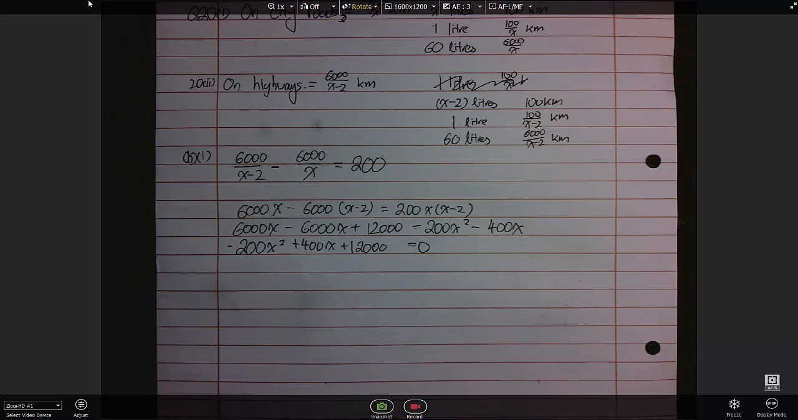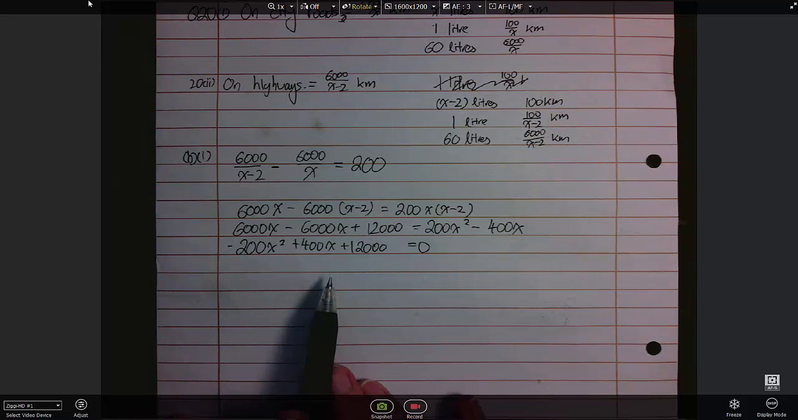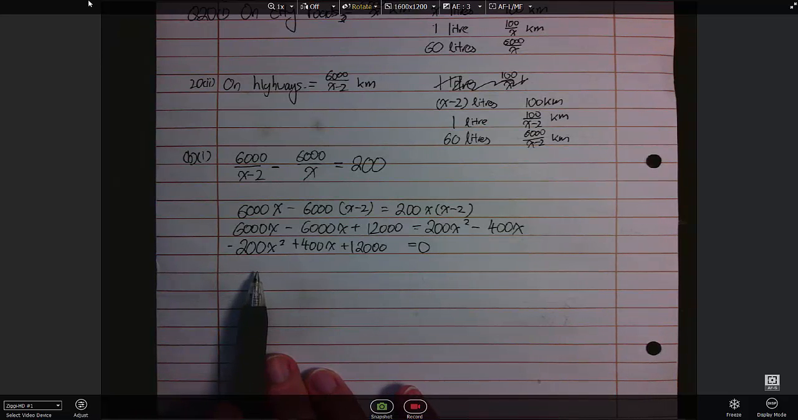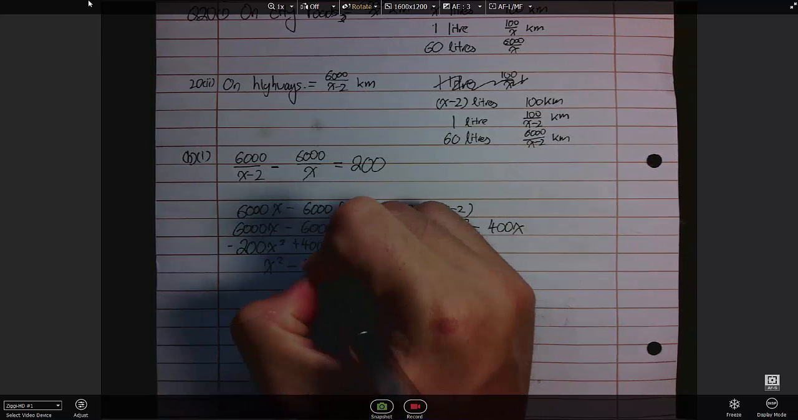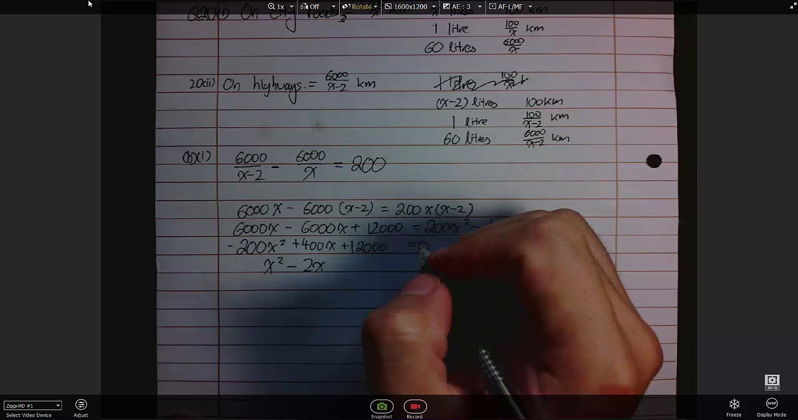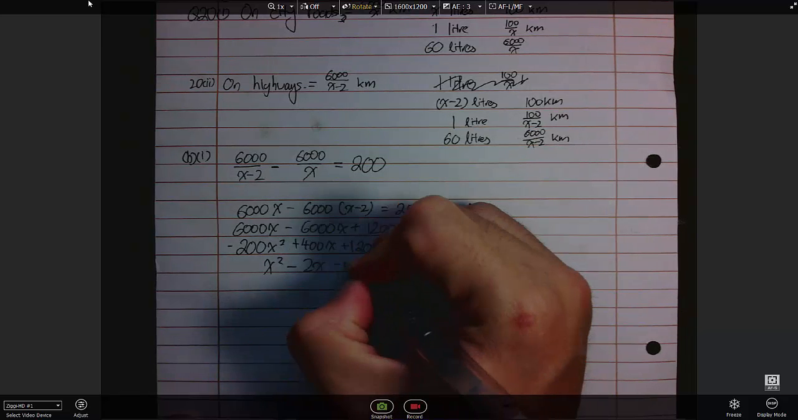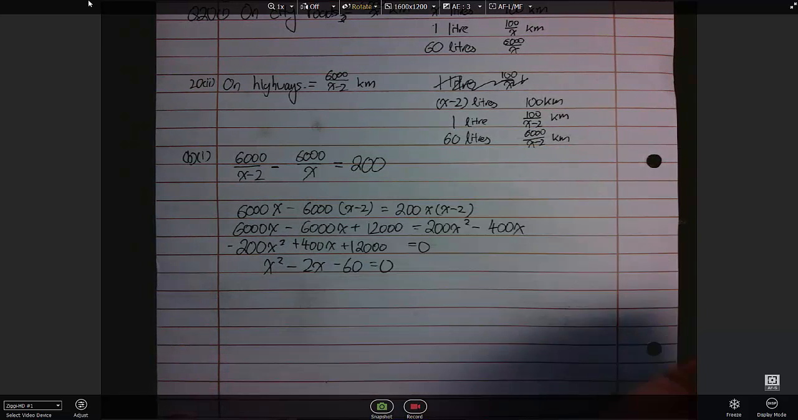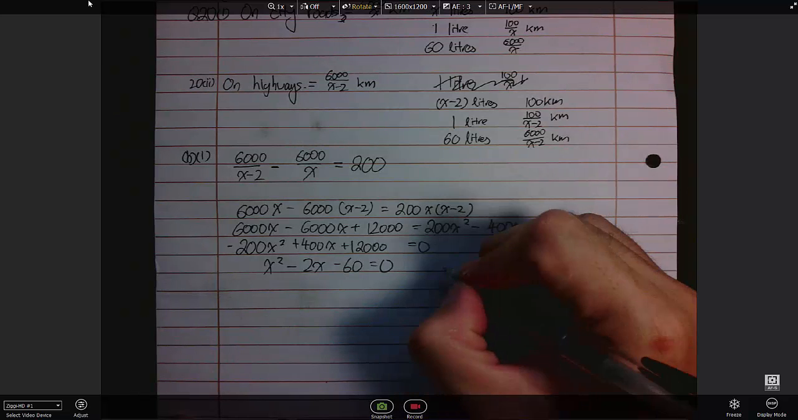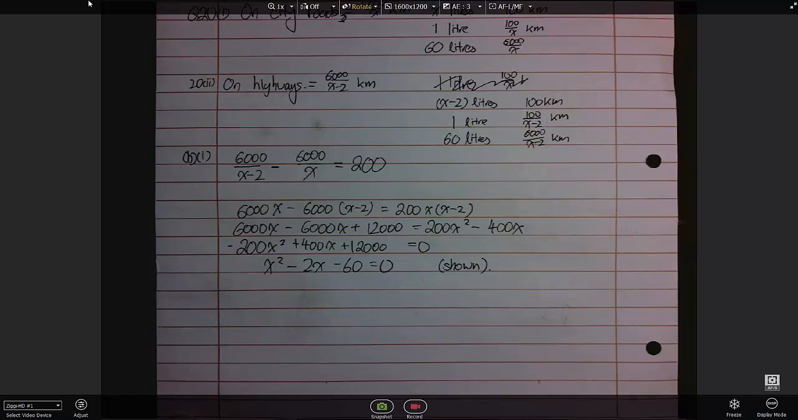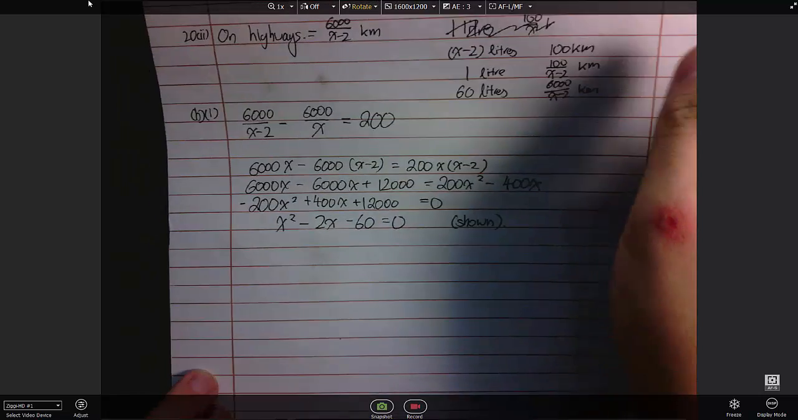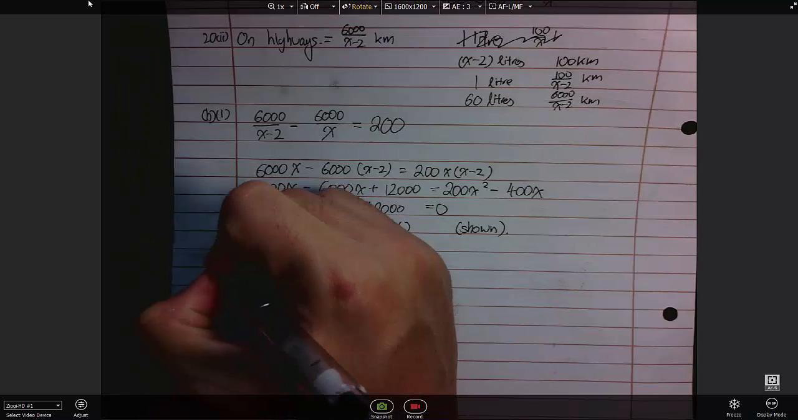So next, I can reduce this equation by dividing throughout by negative 200. So I get x squared minus 2x minus 60 equals 0, and I have shown that it reduces to this. So right there, shown, for 20b part 1.